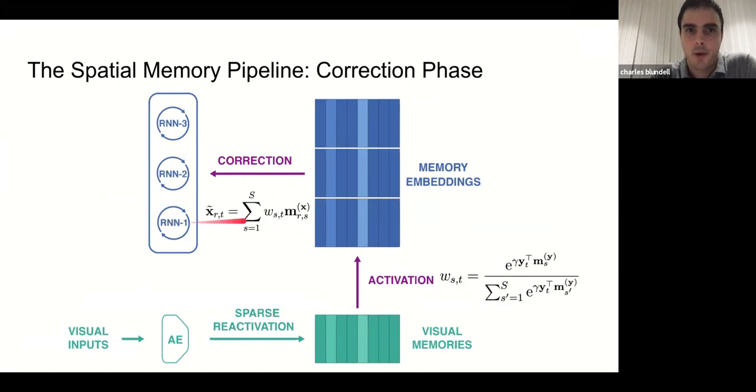So recurrent neural network 1 has a ring buffer of memories, which are activations of this recurrent neural network. As a correction, it will get a weighted sum over all of those slots that it previously output. That's the only information it gets from the visual system.